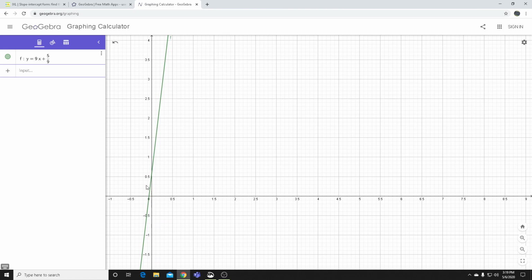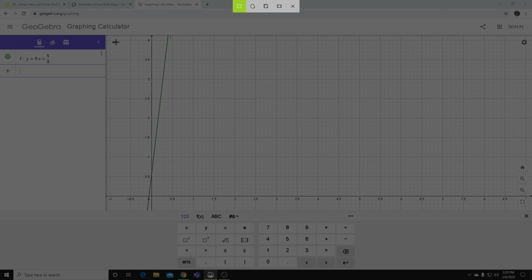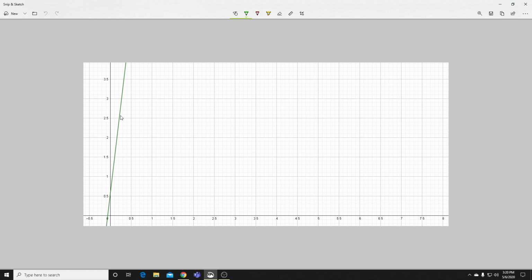Okay, notice it's counting by halves here. So 5 over 9, let's see what that's equal to. I think you can just type that in. Yeah, so that's about 0.56. Okay, so notice that this graph here for this equation, y is equal to 9x plus 5 ninths.